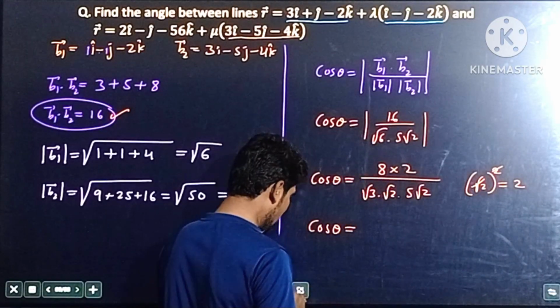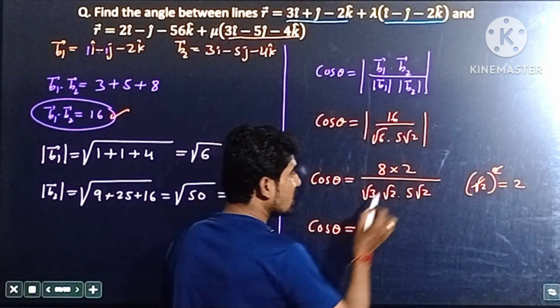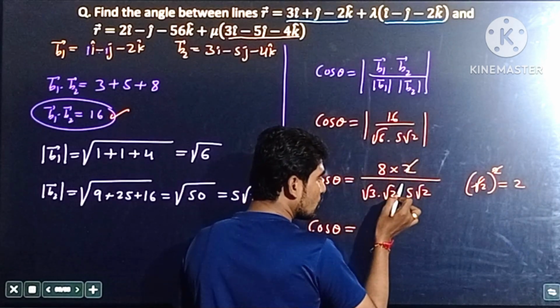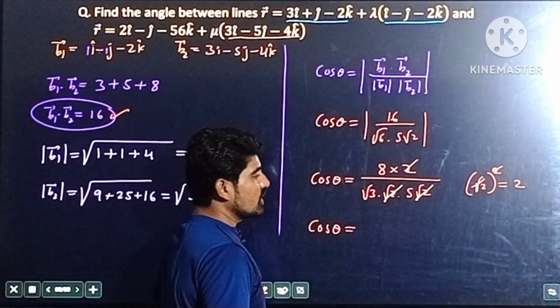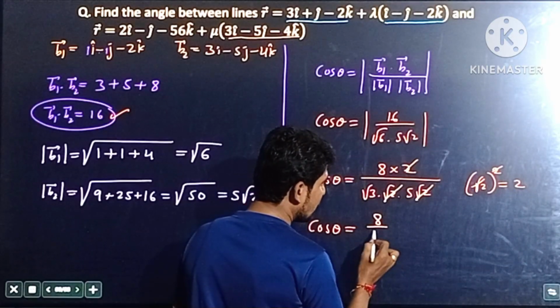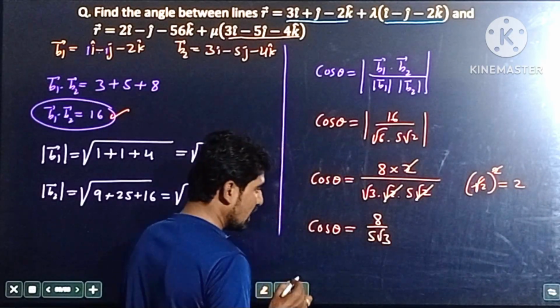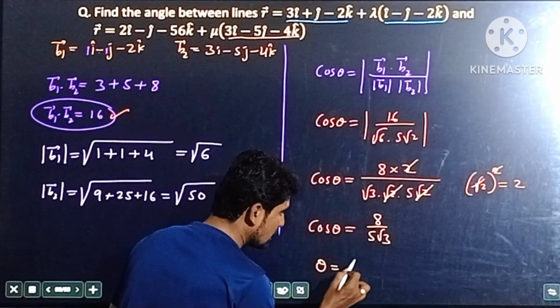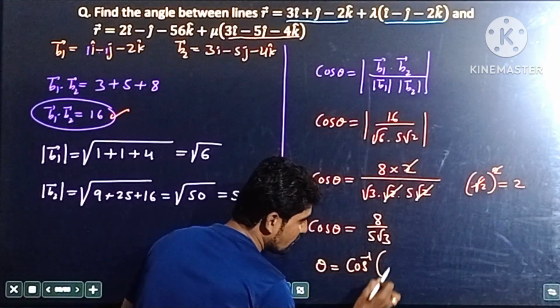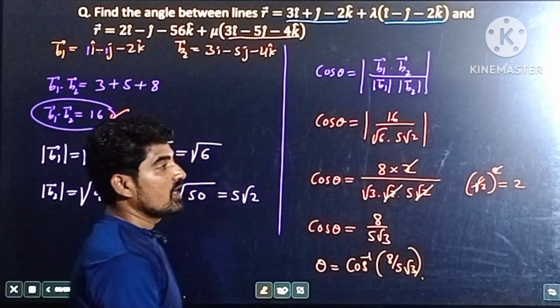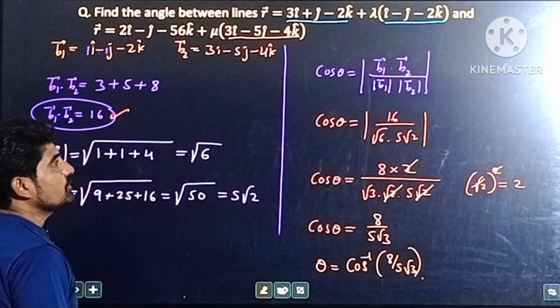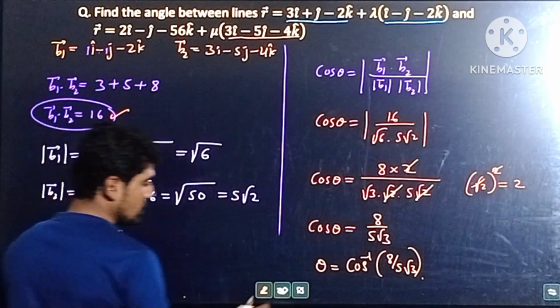It means from the numerator and denominator we may cancel 2. The 2 and root 2 into root 2 is also 2. Therefore 2 and 2 get cancelled from the numerator and denominator, remaining 8 divided by 5 root 3. Therefore the angle between the two lines, theta, is equal to cos inverse of 8 divided by 5 root 3. That is the answer. I hope all of you understood this question. So let's start the next question.